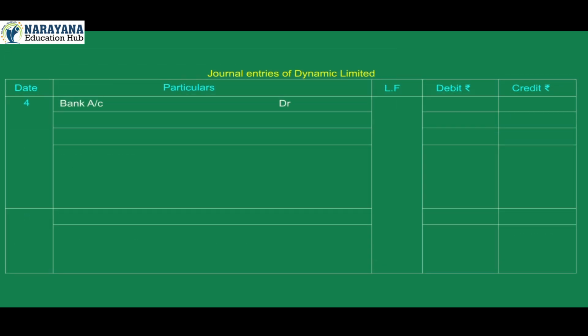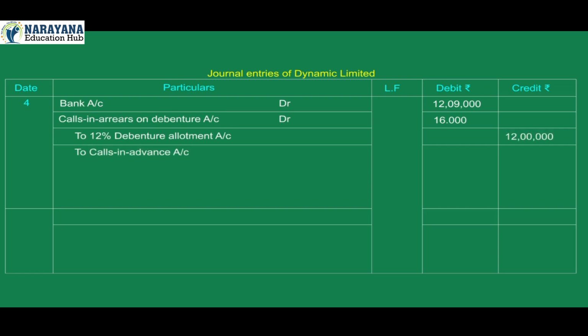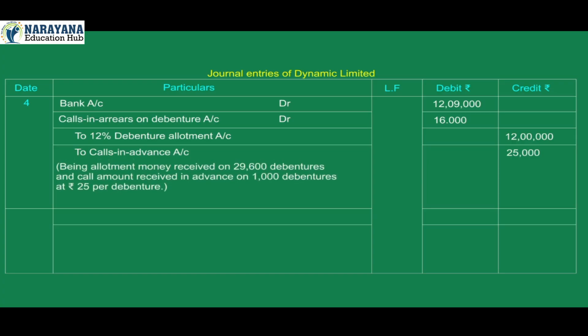4. Bank account debit 12,09,000. Calls in arrears on debenture account debit 16,000 to 12% debenture allotment account credit 12 lakh, to calls in advance account credit 25,000. Being allotment money received on 29,600 debentures and call amount received in advance on 1,000 debentures at Rs 25 per debenture.